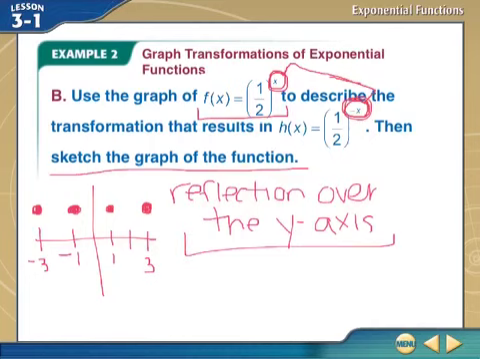So I know that f of x is a parent function. H of x is going to be a reflection of f of x over the y-axis. On the next slide, we will go ahead and graph both f of x and h of x on the same coordinate plane.